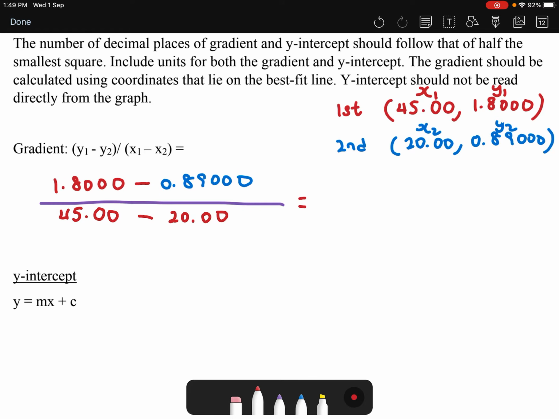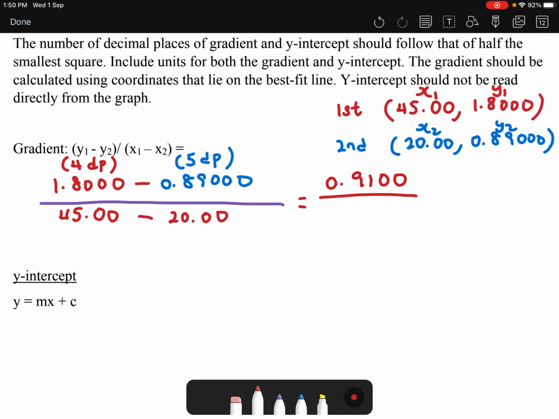Alright, so as you can see, the numerator and the denominator both involve minus. Whenever we are dealing with minus, we must follow the least dp. For this one it is 4 dp, the first one is 4. Let's do the top one. This one is 4 dp, then the blue color is your 5 dp. So the top I must give in terms of 4 dp. So let me just calculate. Okay, so the top is 0.9100. So this is 4 dp.